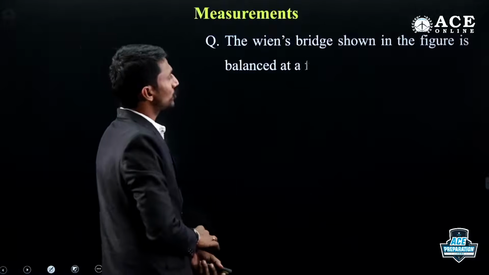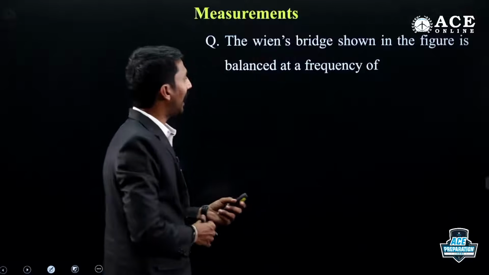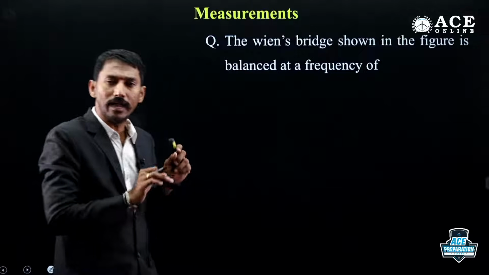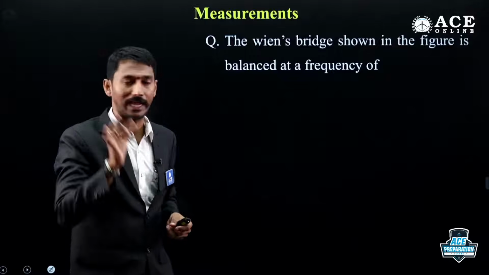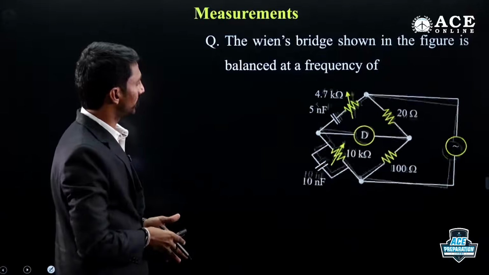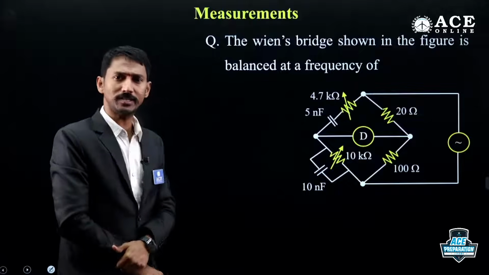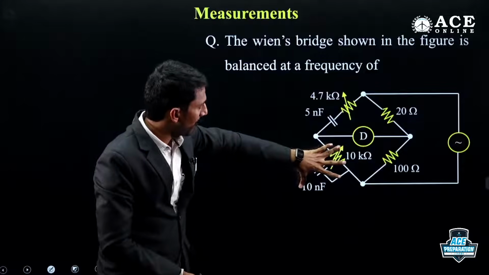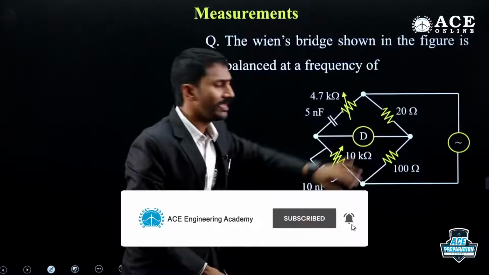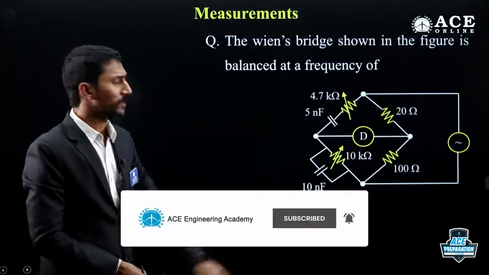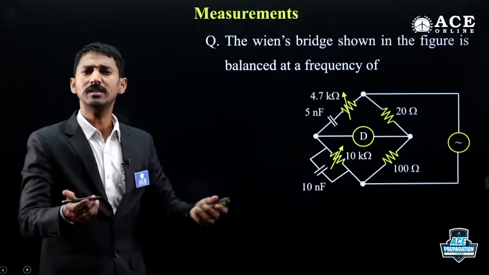The Wien's bridge shown in the figure is balanced at a frequency of... Direct question, but remember the formula. Only the problem is calculation. Check it here. This is the bridge. Sir, is it Wien's bridge or not? Check it. RC parallel, RC series, 2 resistances. Automatically, we can say this is which bridge? Wien's bridge only. Obviously, Wien's bridge.